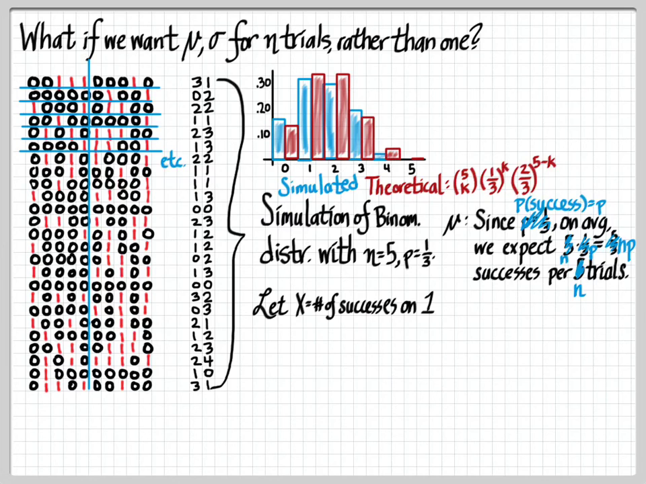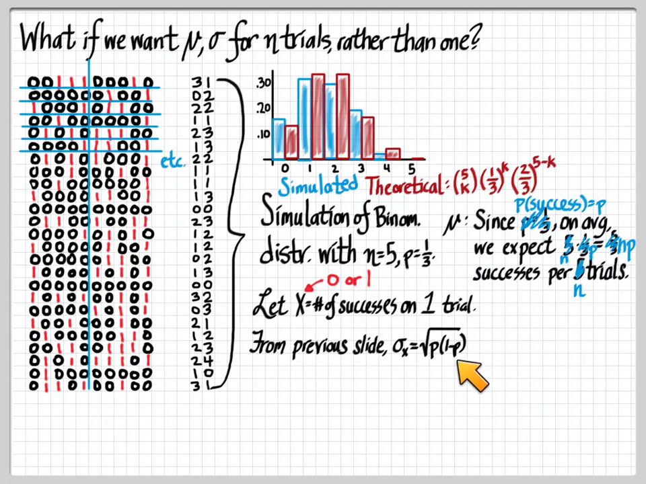Well, let X represent the number of successes on just one trial. This is kind of a silly random variable. It's the number of successes if I do it just once. So X can only have 2 values, 0 or 1. I either get a success and it's 1, or I fail to get a success and I get a 0. But from the previous slide, we know the standard deviation of that. That was the calculation we did in the last slide. The standard deviation of this single Bernoulli trial is the square root of p times 1 minus p.